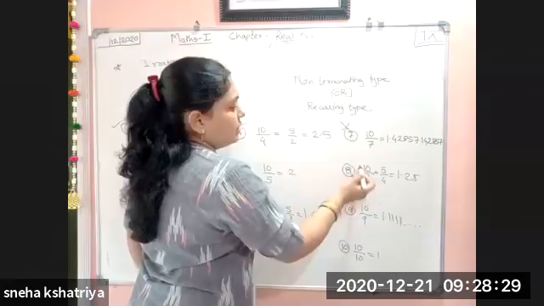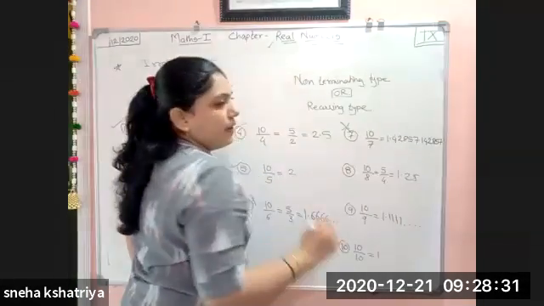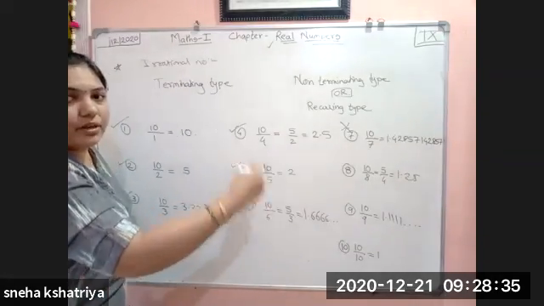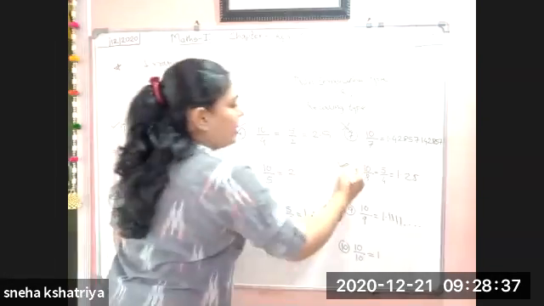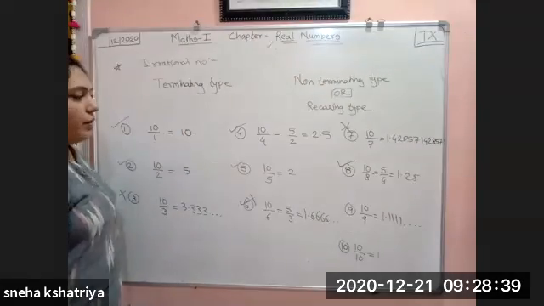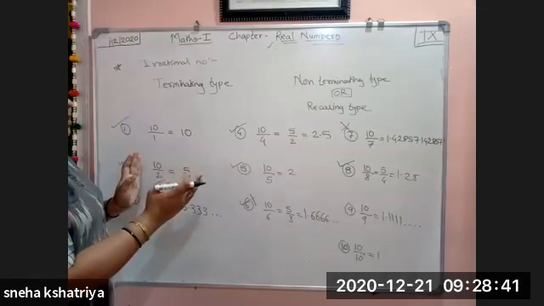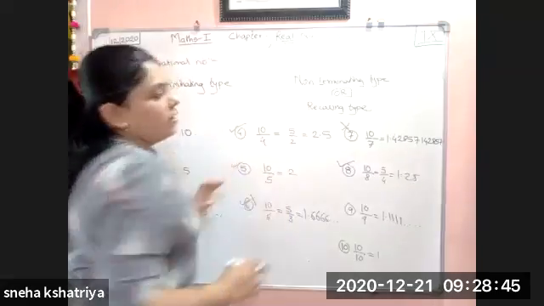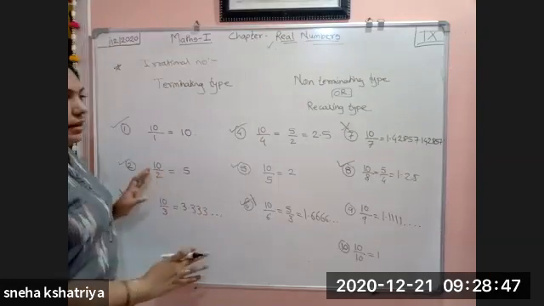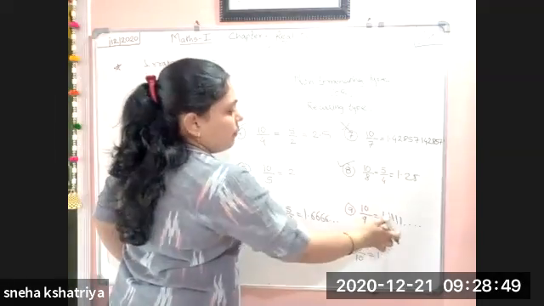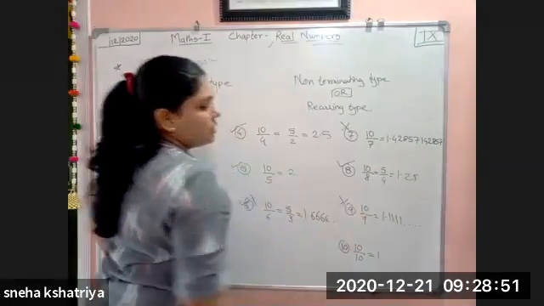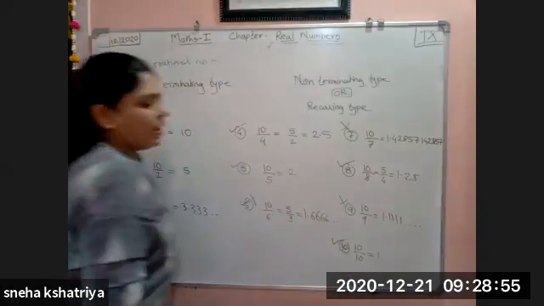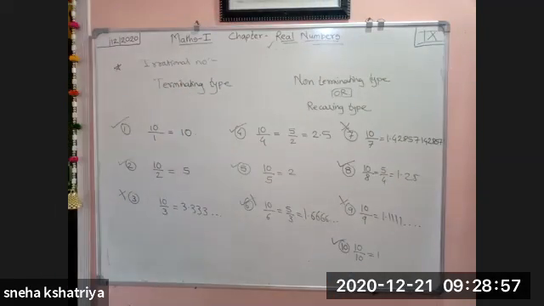Now next, 10 upon 8, 1.25 is complete division. You don't have to give any point after it. So again, it is your terminating type. You have to classify these examples, whether they are terminating type or non-terminating type. Again here 1.1111, this is your non-terminating type. And 10 upon 10 is again one answer, so it is your terminating type.